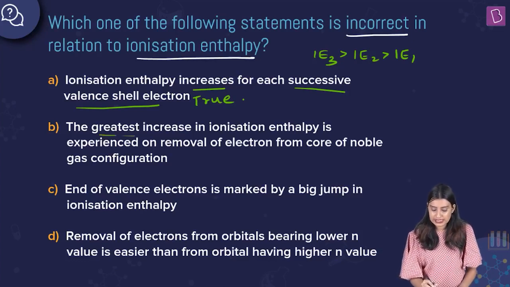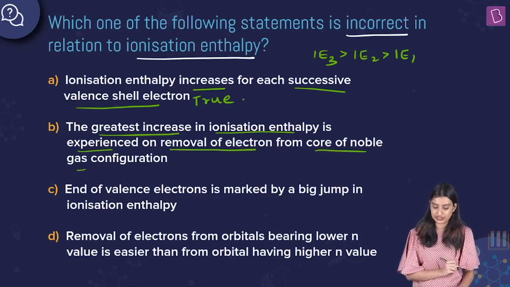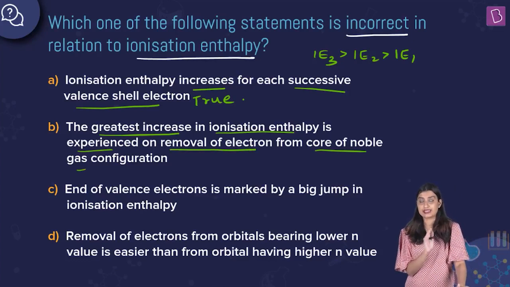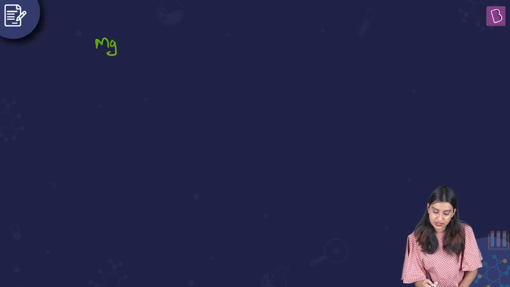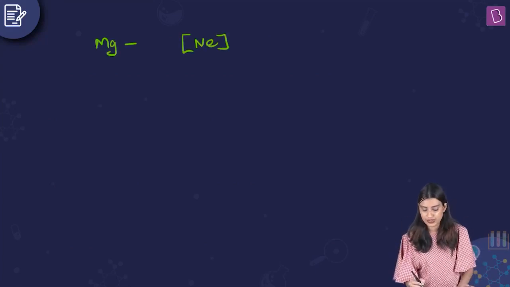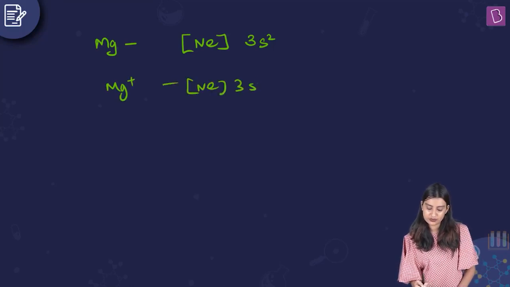Option B. The greatest increase in ionization enthalpy is experienced on removal of electron from core of noble gas configuration. Think about it. Let's say you have magnesium. Okay. So in case of magnesium, you have what? You have your inner shell, that is your neon. This is your core electrons. Okay, and then you have 3s2. Correct? Now, you remove one electron, make magnesium plus, you will have neon 3s1. Then you will have magnesium 2+, you will basically have neon 3s0.